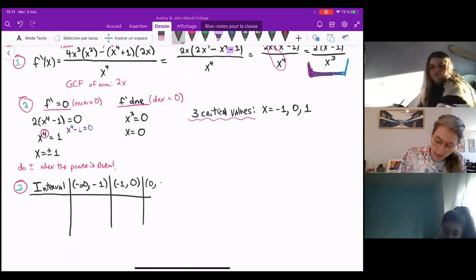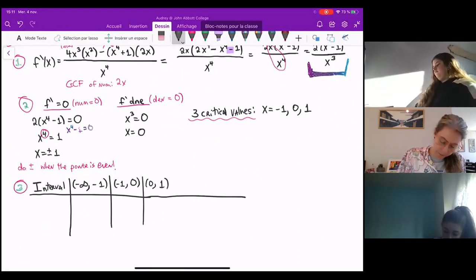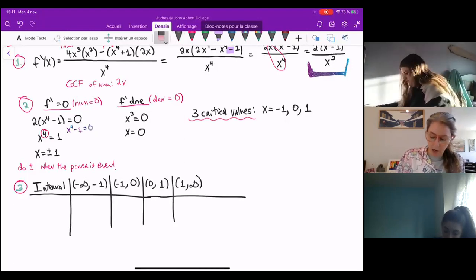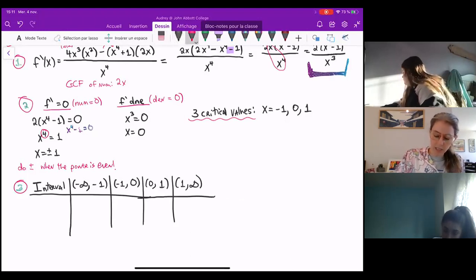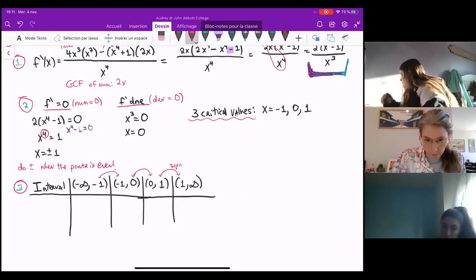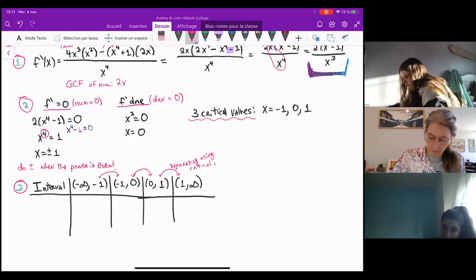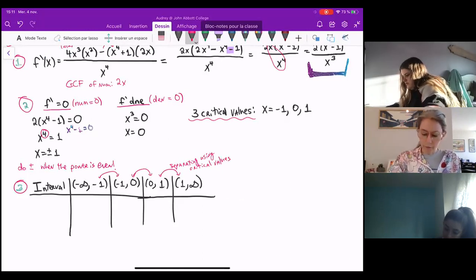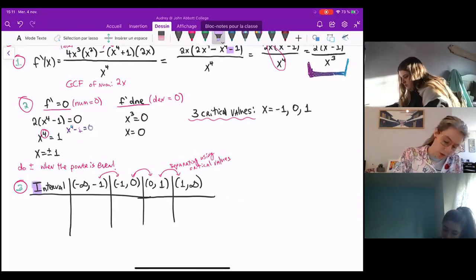And then my next interval, I'm going to start where I stopped and go up to my next critical value. And then I'm going to go from my next critical value to my next one. And then I'm going to go up until infinity. So notice that I'm separating the intervals using the critical values, and I always start where I stopped. So in the future, in our table of values, we're just going to use the letter I.